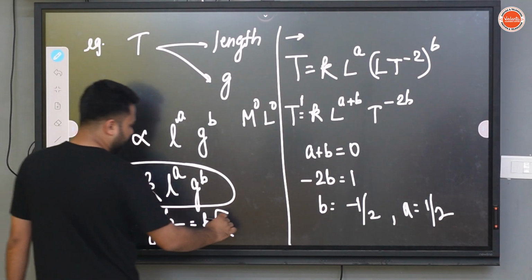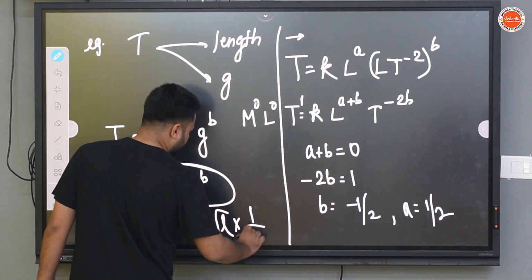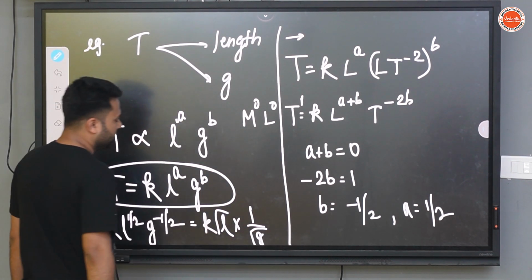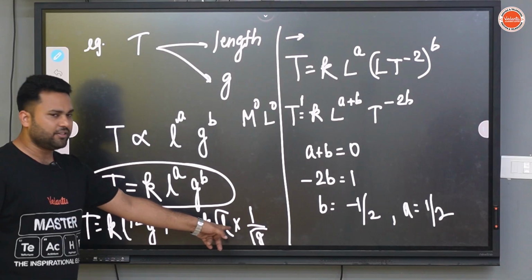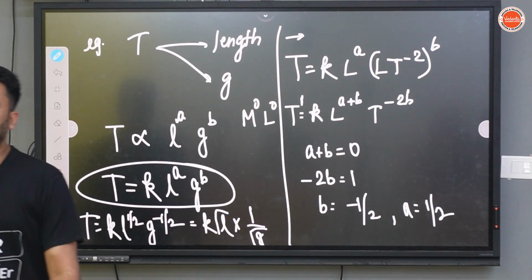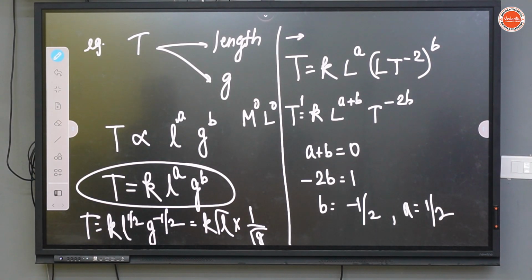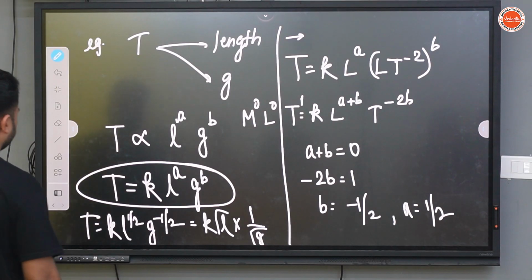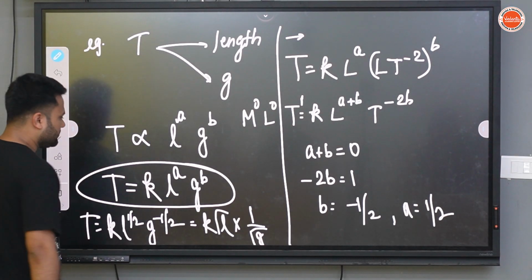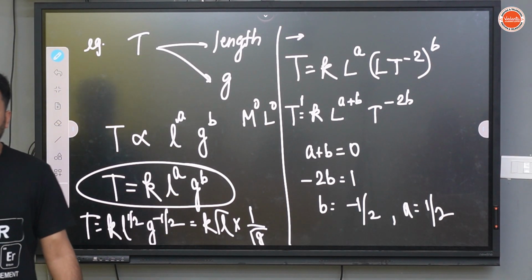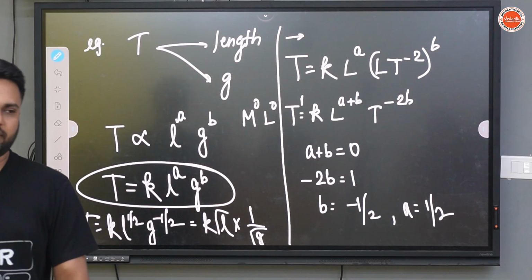G to the power minus 1 by 2 means 1 by G to the power 1 by 2, 1 by root G. So under root L by G, constant under root L by G. Only the constant you will not be able to get, what is the constant? But all other formulas you will be able to write.